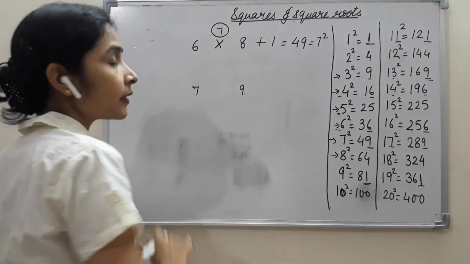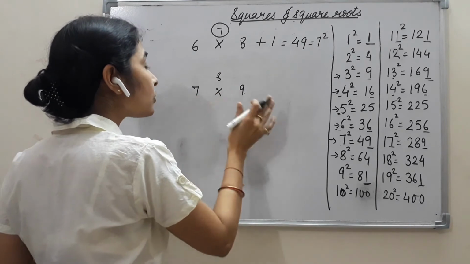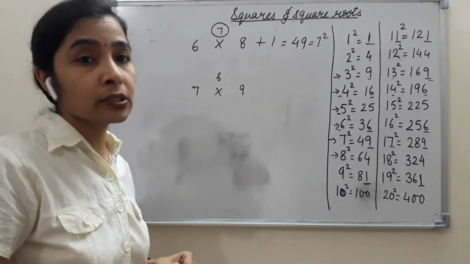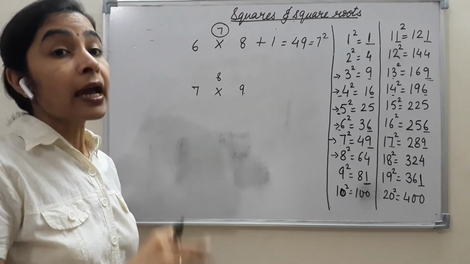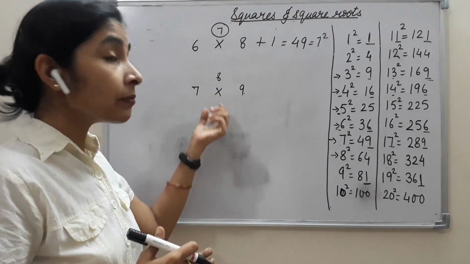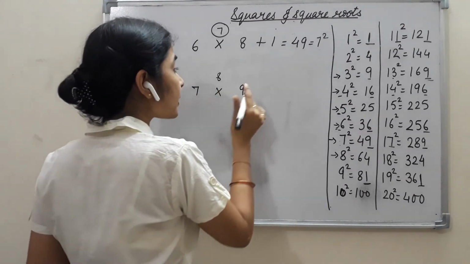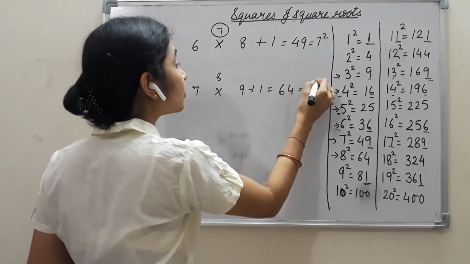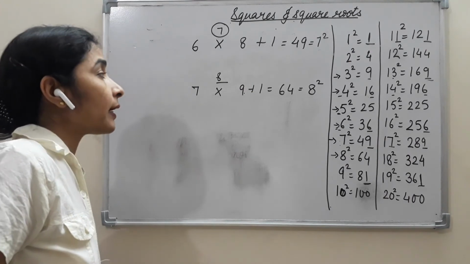Similarly, I am taking 7 and 9. What comes between 7 and 9? 8 comes. The formula goes like this: multiply both of them, the product of two consecutive even numbers or two consecutive odd numbers added to 1 gives the square of the number lying between them. So 7 9s are 63 plus 1 is equal to 64, and that is equal to 8 square. The number between these two is 8. You can take any number like that.